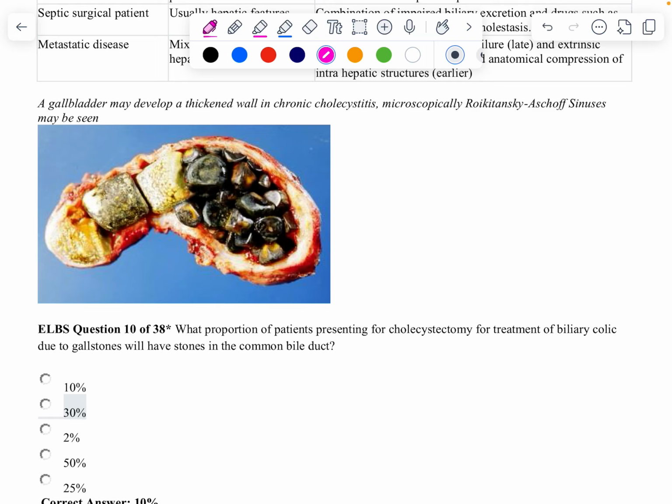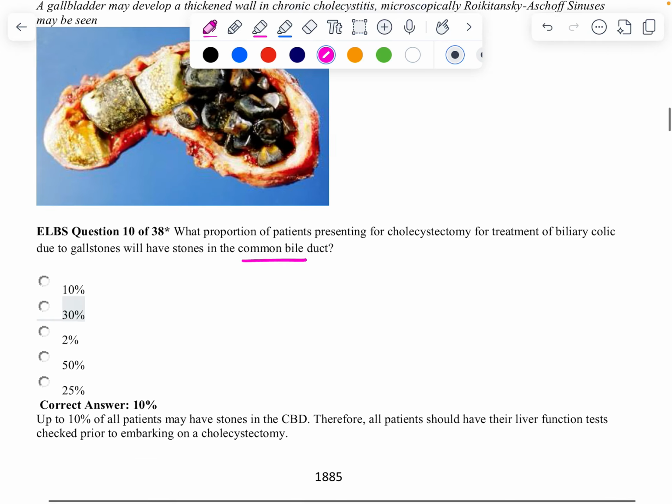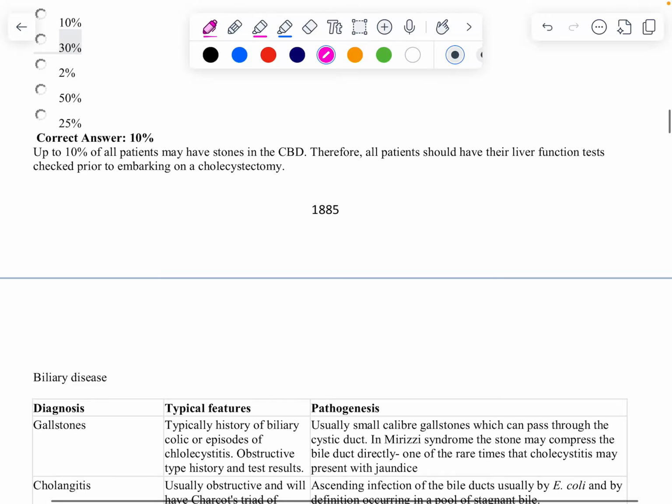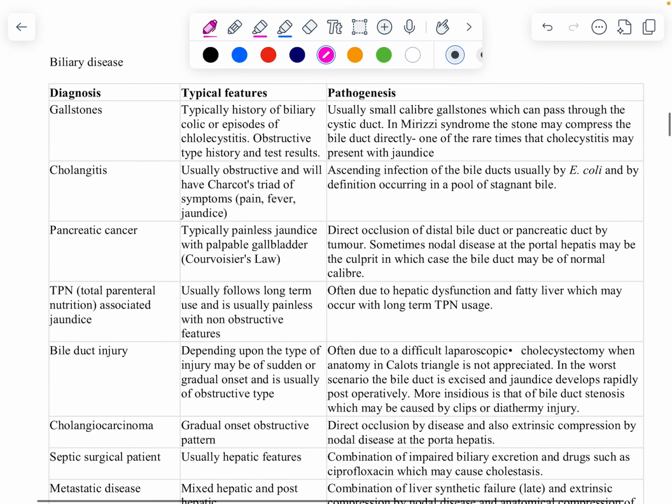For what proportion of patients presenting with hepatobiliary colic due to gallstones will have stones in the common bile duct? How much percentage? CBD stones can be there in 10%. So 10% of patients can have CBD stones.